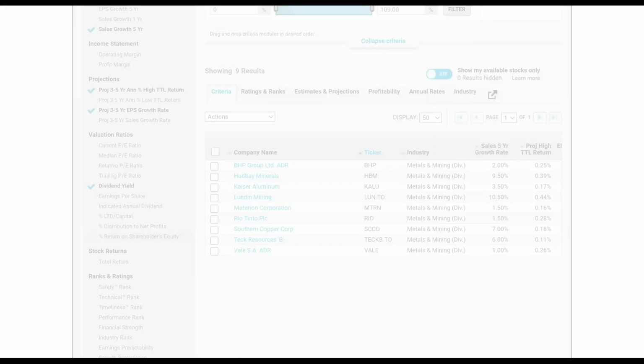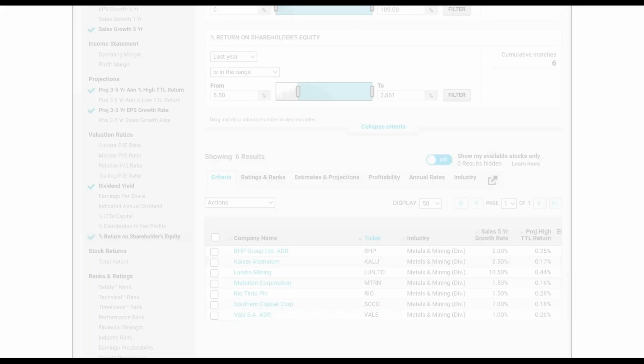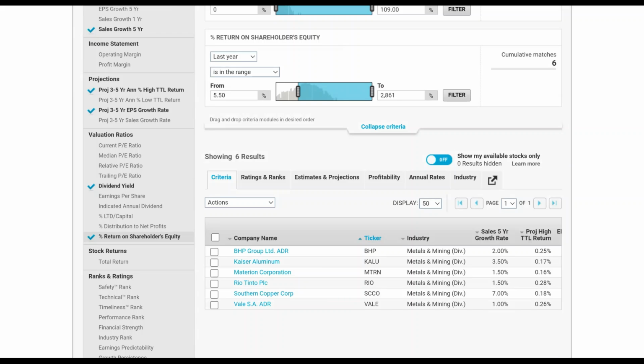So let's take a look and give me at least 5%. So I'm going to slide that over. I don't know if I can. Yeah, this is really kind of fussy this way. It's getting me 5.5%. And then see how that shareholder equity is 2,000. There's some nutty company there.